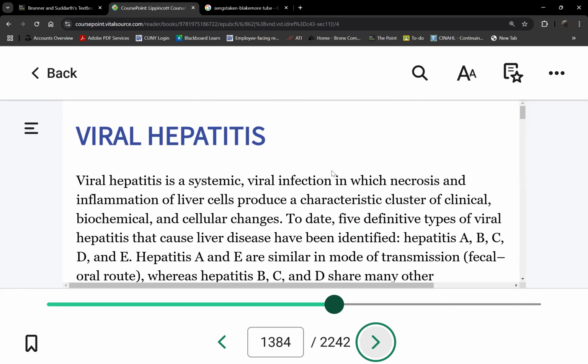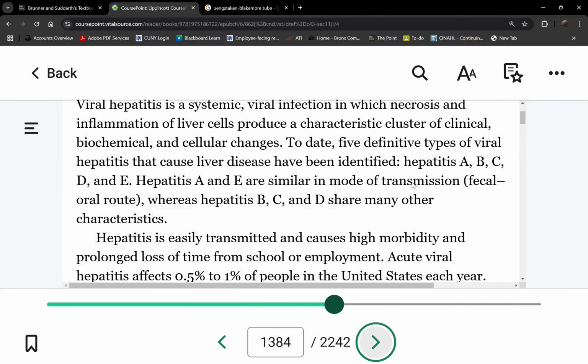Let's go now to viral hepatitis. There are only 3 questions on the exam. No, 3 possible questions. There are 5 viral hepatitis in this chapter. We have A, B, C, D, and E. So the 3 possible questions are: 1, how do you get it? Meaning, what is the mode of transmission?